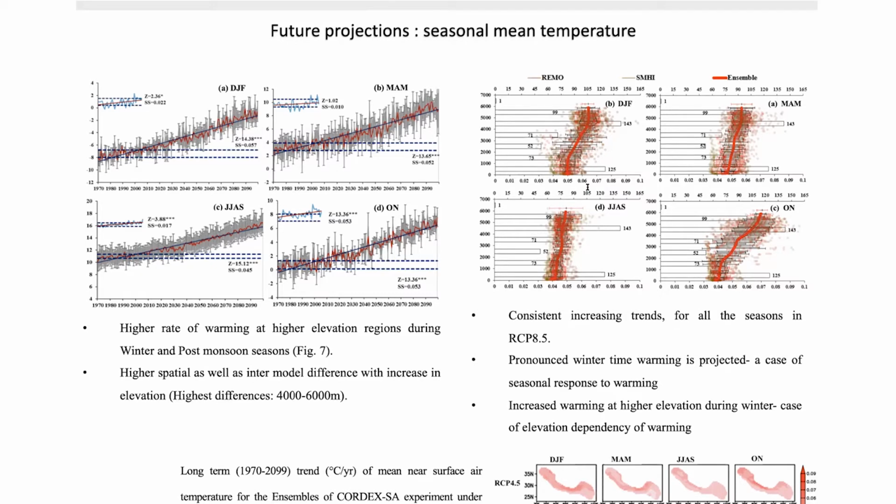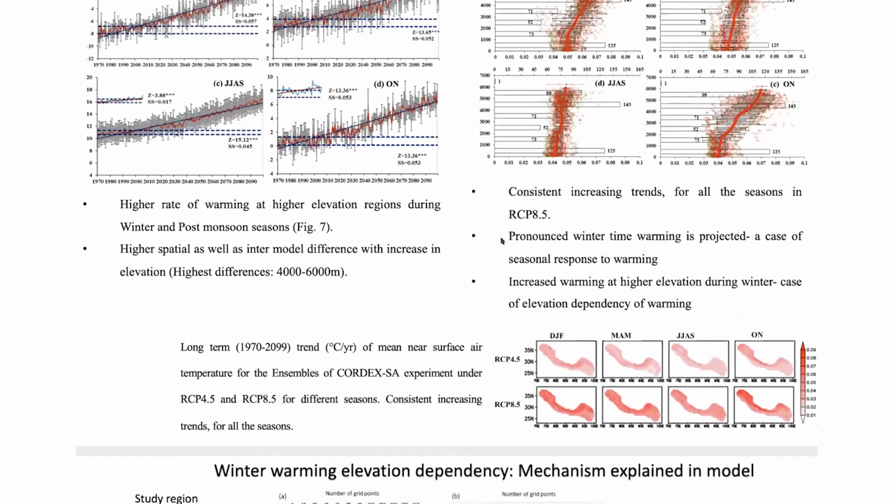So based on this, a consistently increasing trend is noticed in all the seasons in RCP 8.5, which is what I am showing here. And pronounced winter time warming is projected in coming time. So if the Himalaya is getting warmer, of course it will have very many ramifications on the water impact and so on and so forth. The snow maybe, so it needs to be seen in coming time.